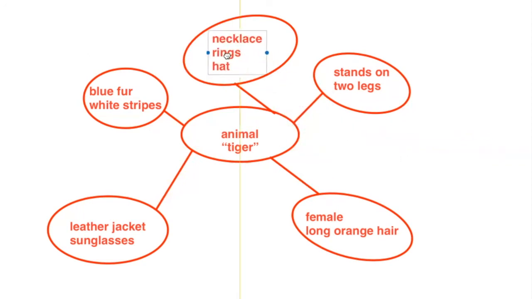That could let us know even more what our character would look like, because we've got an animal that's a tiger. She's a female with long orange hair. She's got blue fur with white stripes. She's wearing a leather jacket and sunglasses with a necklace, rings, and some type of hat, standing on two legs. So we're going through and using all these descriptions, and that's just an easy way to help get our imagination working so that we'll know what to do when we make our drawing.